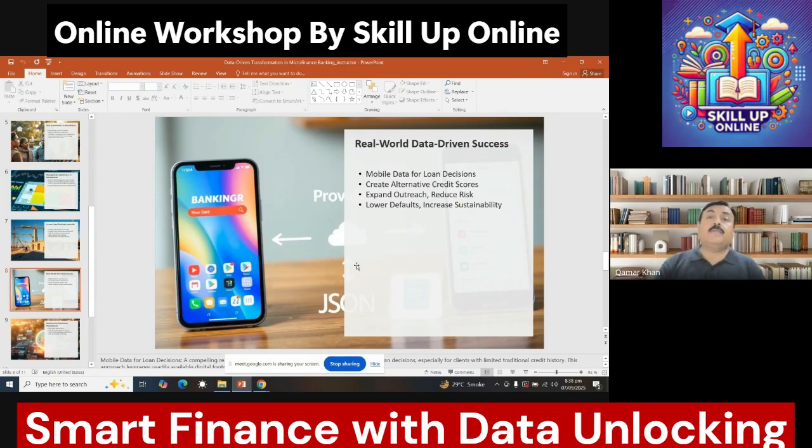Okay, now we will discuss some real-world data-driven successes. The most important one that comes to my mind is mobile data for loan decisions. There are so many countries offering mobile banking and mobile loans, small amounts of loans through banking applications online. Another is creating alternate credit scores. We can also expand outreach and reduce risk. We can also lower our default rates and increase sustainability.